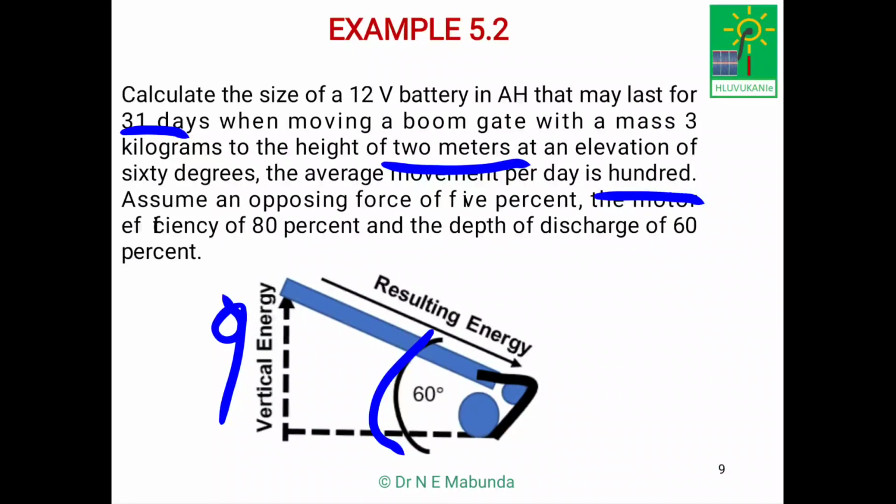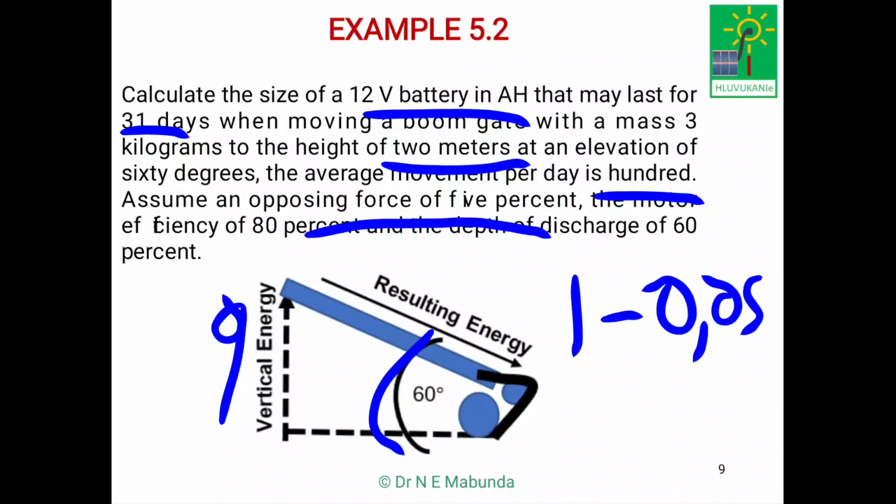Well, you need the amp hour of a 12-volt battery, but you've got an opposing force of 5%. So that is an opposite of efficiency. If you say the opposing is 5%, then it's a tricky one. Now it means efficiency there is 1 minus 0.05, then it's 95%. That is your efficiency.